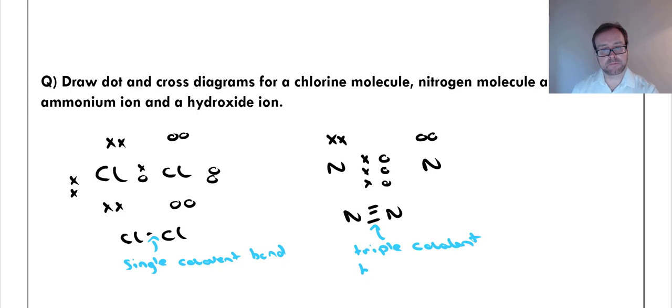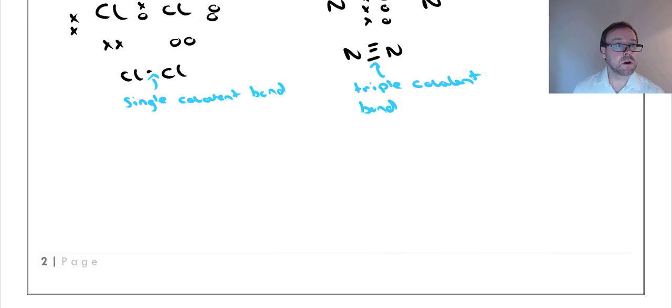Then we'll do an ammonium ion. I'm going to start by drawing ammonia. The ammonium ion is NH4+, ammonia is NH3. So ammonia would look like this, with 3 single covalent bonds between the hydrogen and nitrogen.